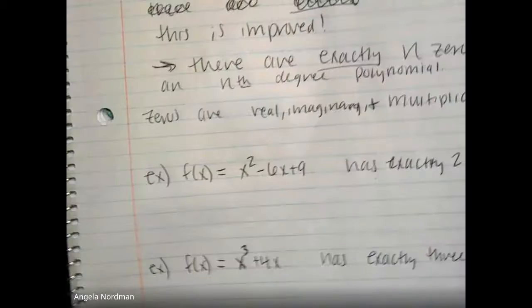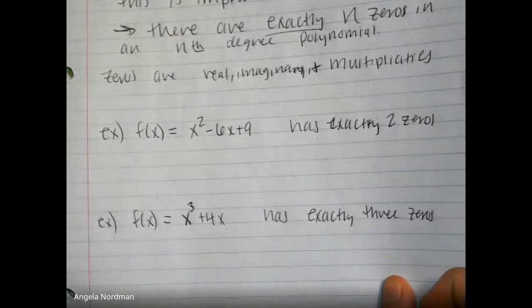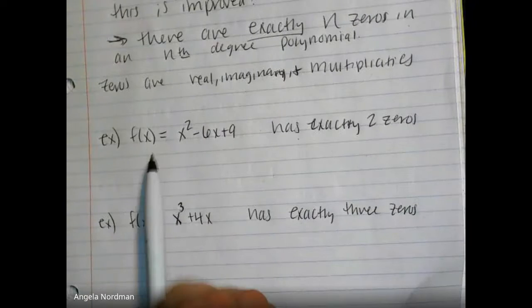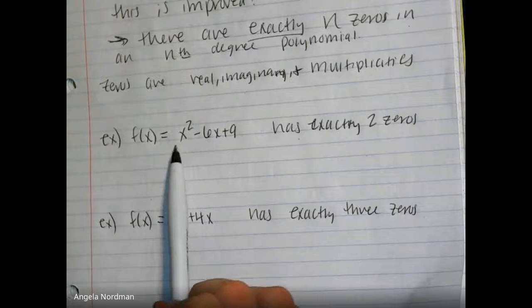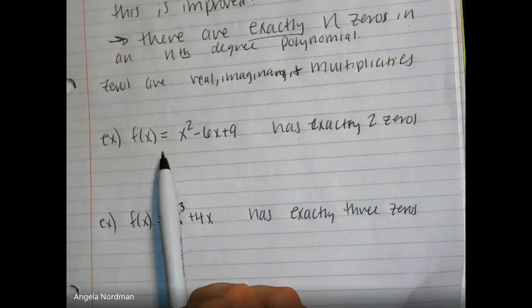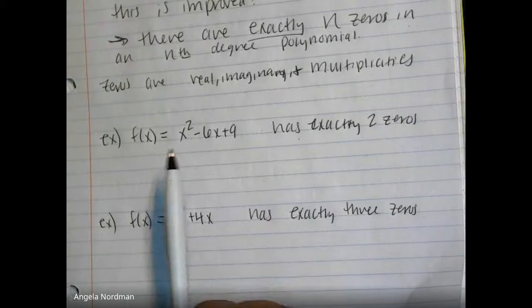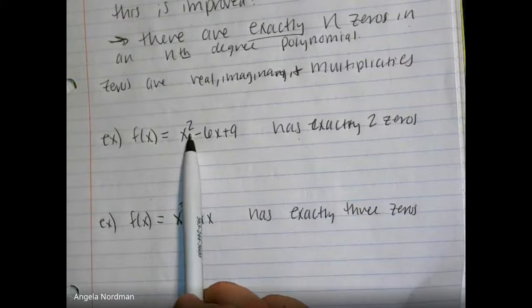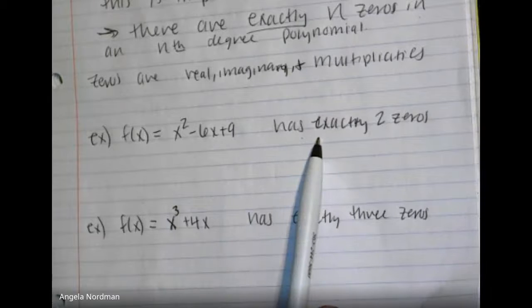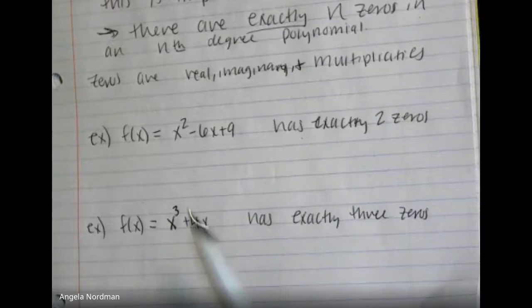So looking at some examples, this first one is just saying in the function f of x, that is x squared minus 6x plus 9. We want to first just state that since the highest exponent is 2, there has to be exactly 2 zeros. So let's go ahead and find those 2 zeros then.